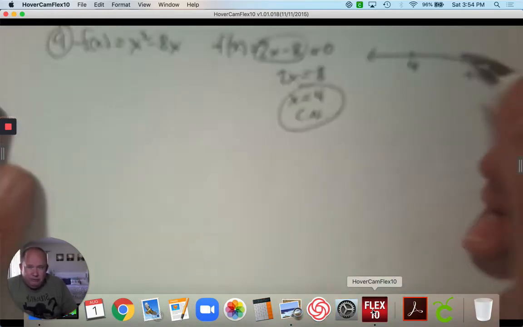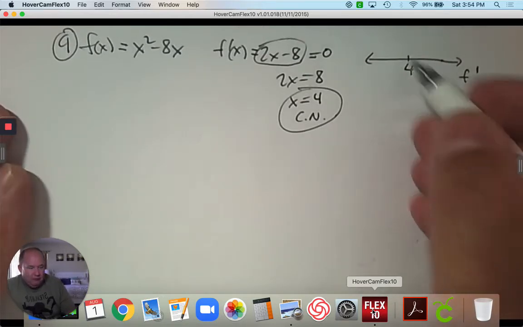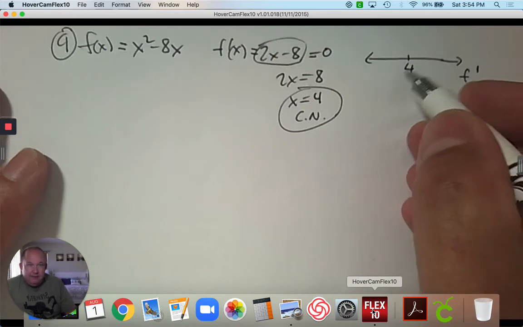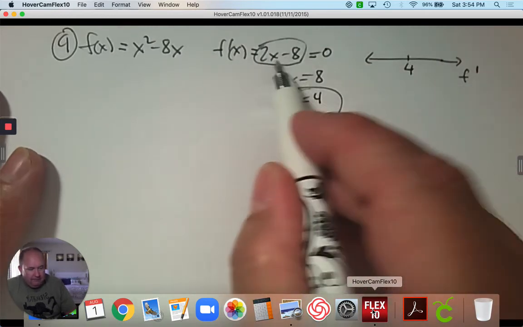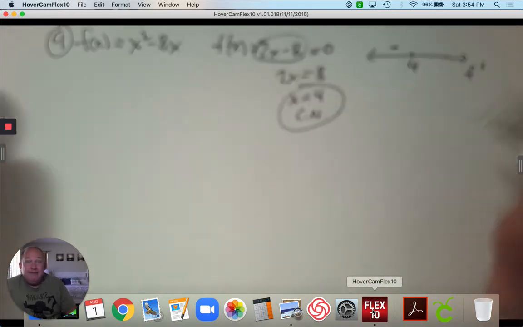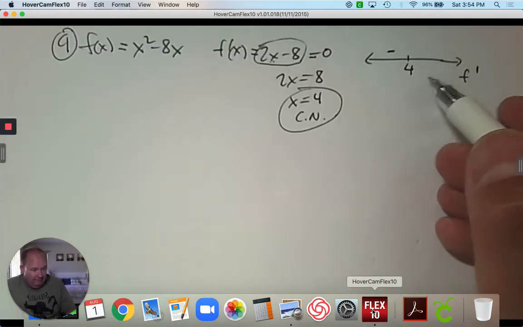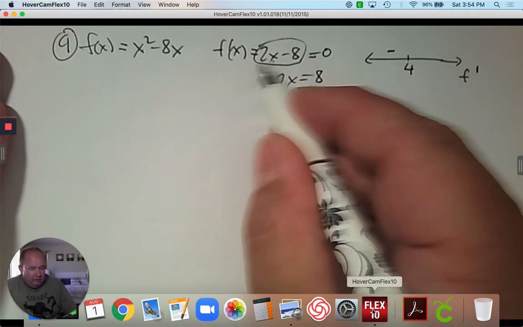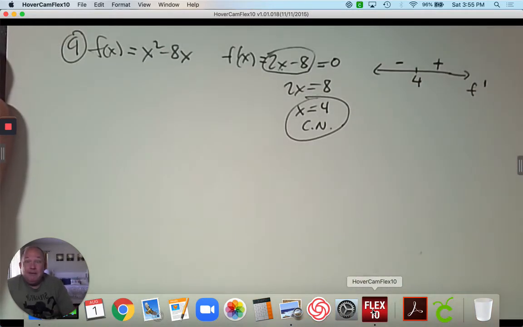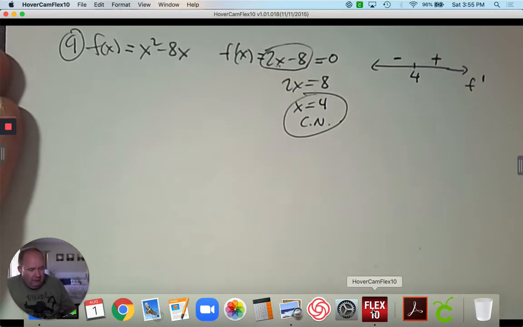Now, what do you substitute in? Well, you have a choice. You can pick any number smaller than 4 and then any number bigger than 4. So if I'm going to pick a number smaller than 4, I'm going to pick 0. And if I plug in 0, I get a negative answer. If I look at a number bigger than 4, I could plug in 1 billion, and you can easily see the first derivative after 4 is positive. So here's our number line.